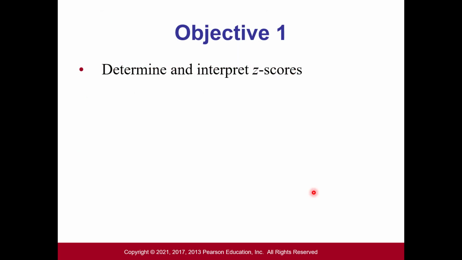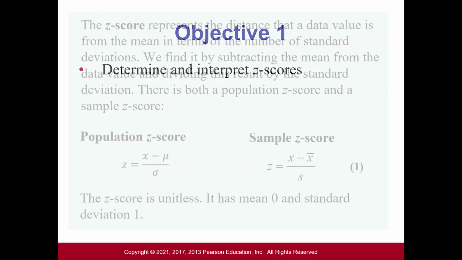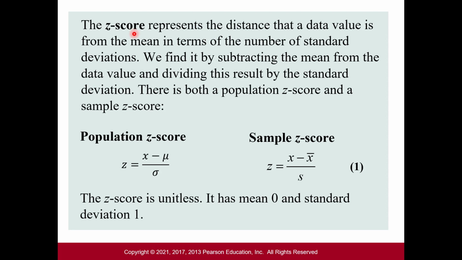So we're going to start with determining and interpreting z-scores. The z-score just represents the distance that a data value is from the mean, but this is done in terms of the number of standard deviations. So basically we have a data value and we want to know how far that value is from the mean, but we want to talk about it in terms of a number of standard deviations away from the mean. And so the computation is pretty straightforward. We subtract the mean from the data value and then divide by the standard deviation.